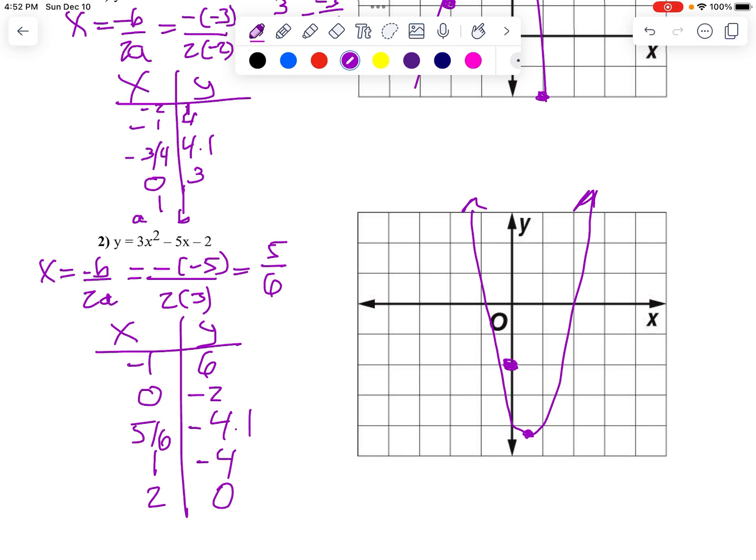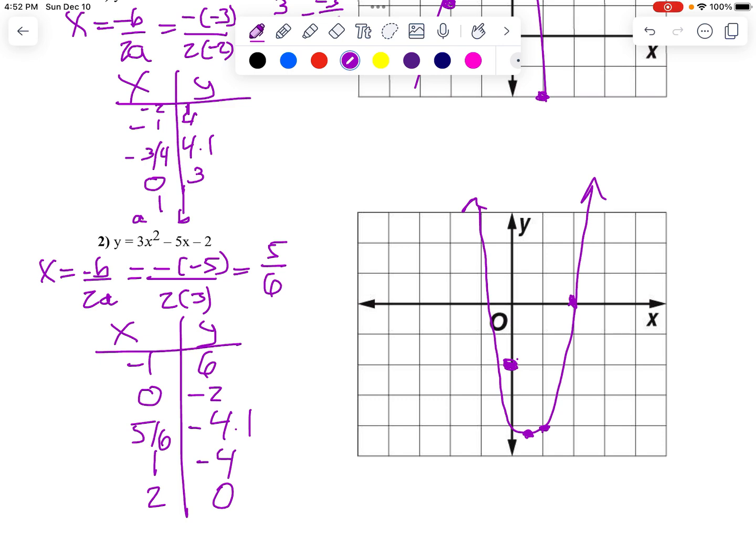And I didn't draw that very well, so let's regraph that. So negative 1 is off my chart, but 0 is going to be at negative 2. 5/6 is going to be at negative 4.1. 1 is going to be at negative 4, and 2 is going to be at 0. So now I can do my parabola. There we go. That looks a little bit better.